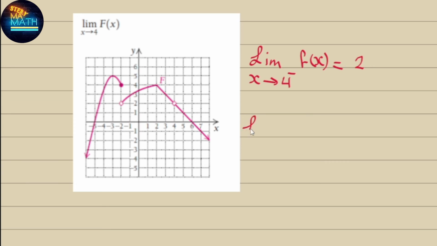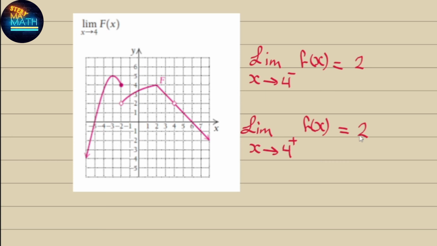Right? And here from the right, limit as x approaches 4 from the right of f of x. Now let's try as x approaches 4 from the right and trace the function. The function is getting closer and closer to 2. So the limit is equal to 2.